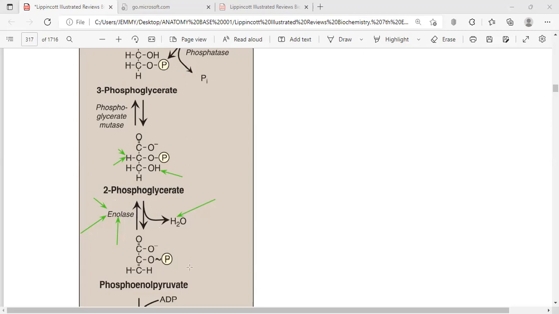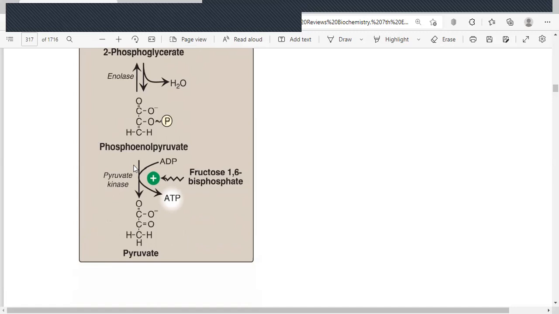So this compound formed is phosphoenolpyruvate, a very, very important compound in gluconeogenesis. When discussing gluconeogenesis, you must come across phosphoenolpyruvate. It is a high energy compound. So after forming phosphoenolpyruvate, the next reaction is a dephosphorylation, a substrate level phosphorylation. We will add another ADP to give us the second ATP, the second pair.